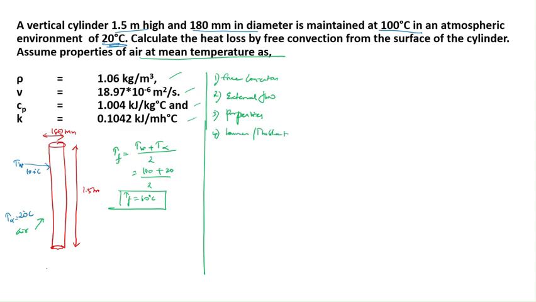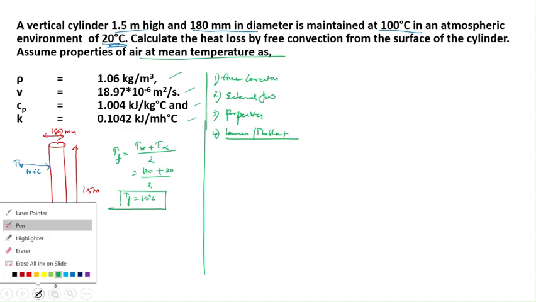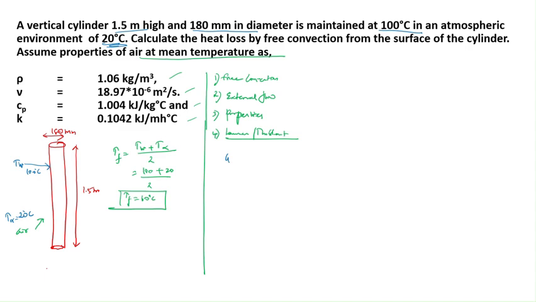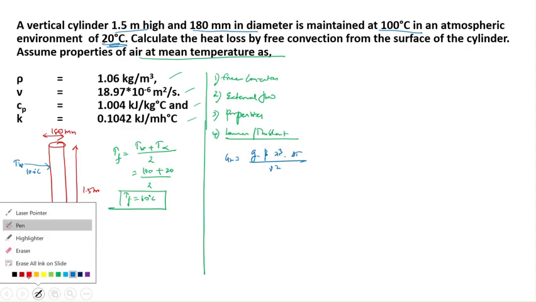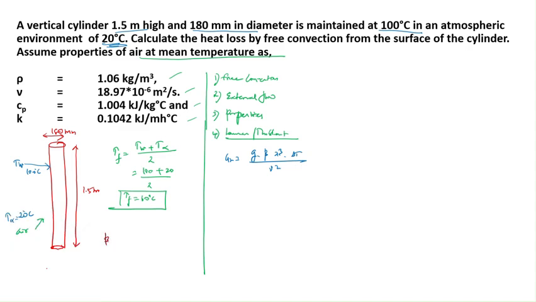For this case, you are going to find the Grashof number in the free convection mode. The Grashof number is equal to g beta x cube delta T divided by nu square. Here you are going to find the beta. How can we find the beta? Beta is equal to 1 by T_f, where T_f is in Kelvin.